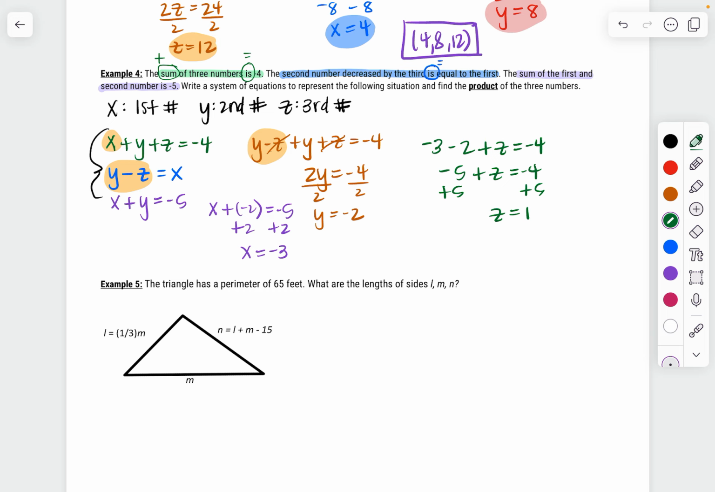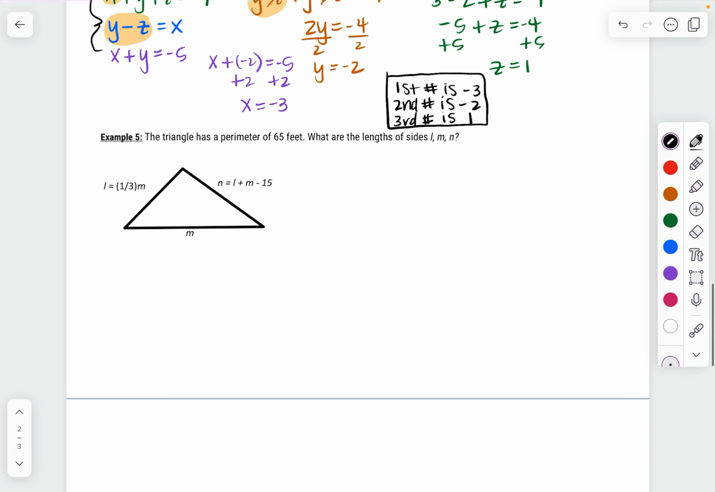And in this case, when you have word problems, you have to list these out like word answers. So I'm going to say the first number is -3. Second number is -2. And the third number is +1. So make sure when you're answering any word problems, you're taking it back to the context of the question. Let's go ahead and try our last one.